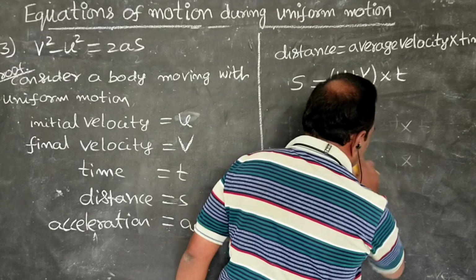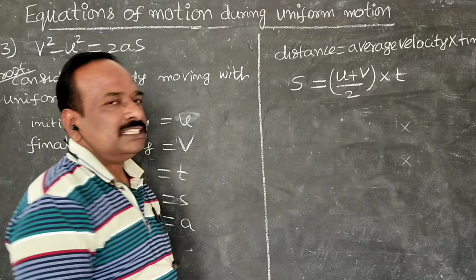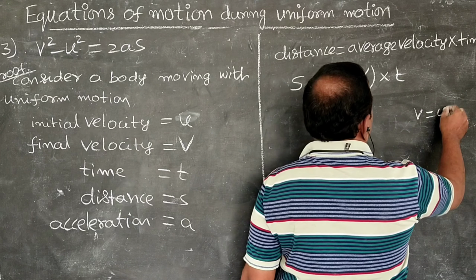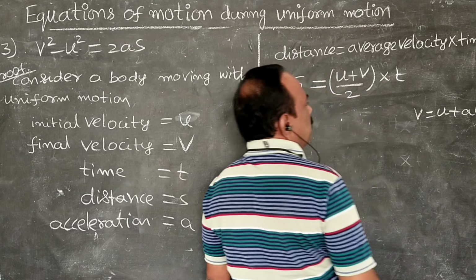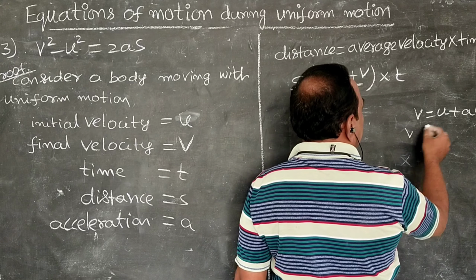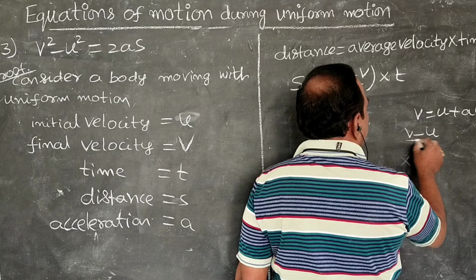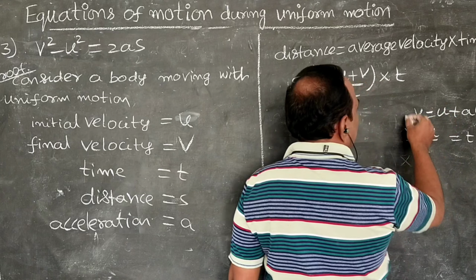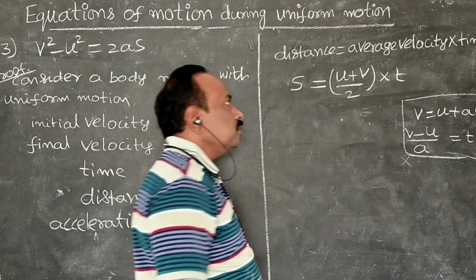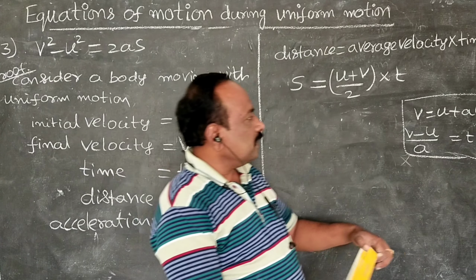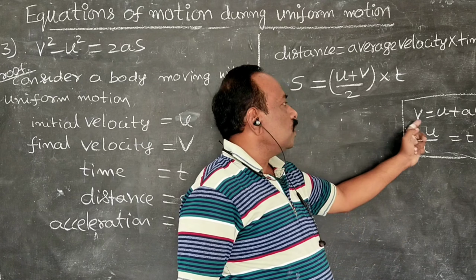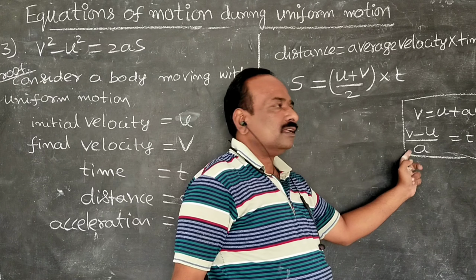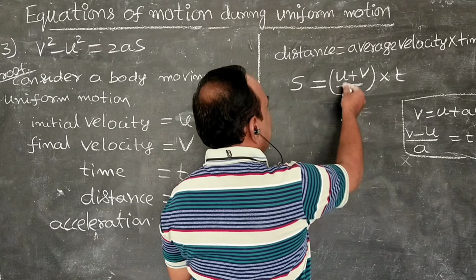So distance equal to average velocity. Here s equal to (u plus v) by 2 into t. Here you can observe v equal to u plus at, you know that one. So v minus u equal to at, and a will go to the other side, so (v minus u) by a equal to t. Here, in place of t, you can substitute (v minus u) by a. This will be substituted in that equation.